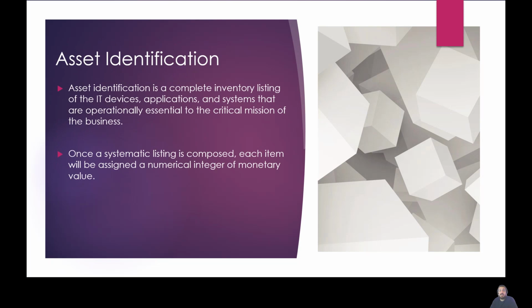In asset identification, as I mentioned, you want to get a full inventory listing of your devices, applications, systems, anything that is operationally essential to running your business and getting your mission across. You want to make sure it's documented in that asset identification list. Once that list is composed, you're going to give an integer, a numerical value to each and every asset based on its level of importance to your business.